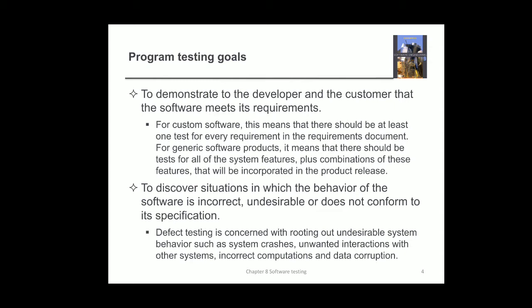Then we have the second goal: to discover situations in which the behavior of the software is incorrect, undesirable, or does not conform to its specification. One thing is we show the customer that there is no problem in the software we have built, and the second is to discover such situations. Defect testing is concerned with rooting out undesirable system behavior such as system crashes, unwanted interactions with other systems, incorrect computations, and data corruption. So this is the second goal of testing.